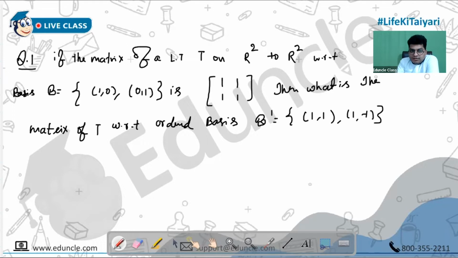Student, just understand the question first of all. Let us consider you have a matrix of a linear transformation, and with respect to the given basis, the matrix is given. Here 1 0, 0 1 is the standard basis. With respect to this standard basis, the matrix is 1 1 1 1. The question is, what is the matrix of T with respect to the ordered basis B dash, which is (1, 1) and (1, -1)? Should we try? Yes, you can try. First of all, just try and tell me how to find the answer. Then I will tell you the procedure. I am giving you 2 minutes.